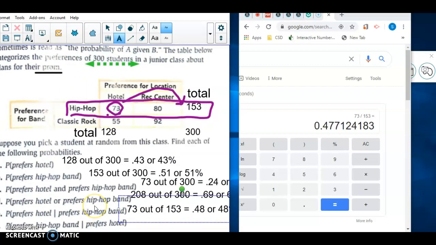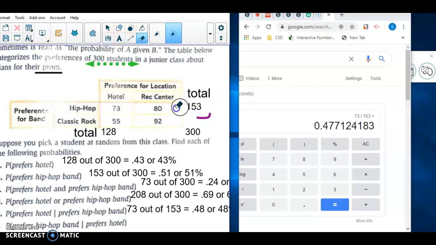Now let's see our next one. They prefer a hip-hop band, given we know they prefer the hotel. So what we're looking at looks a little bit different. Now what we know is they prefer the hotel. So how many of these students prefer the hotel? And of the ones that prefer the hotel, how many of them want a hip-hop band? I'm trying to think of what hip-hop band would come in at a prom. Okay, so we're only looking at this row. We already found out our total is 128, so we know we're going to be dividing. Oh, man. Put on the brakes. I made a mistake. Never mind, I got in my head over that.